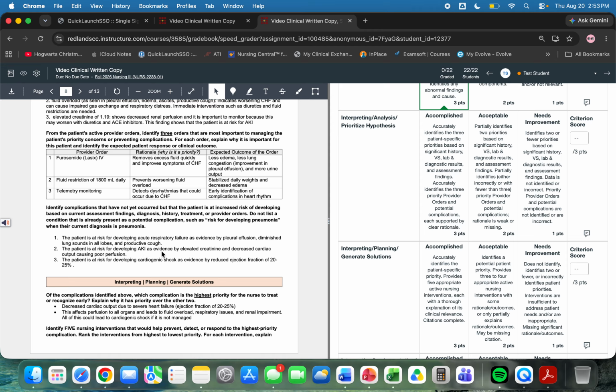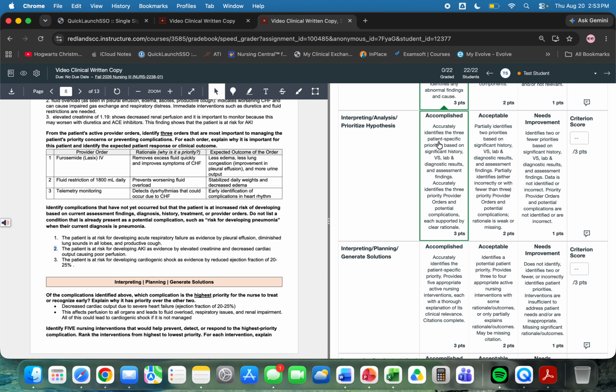Patient's at risk for developing an acute kidney injury, as evidenced by a creatinine and decreased cardiac output, and the patient's at risk for developing cardiogenic shock, as evidenced by ejection fraction. So those are all very appropriate. I feel like those are great. When you go over here to the grading section, what she's done, I think she's done a good job at.